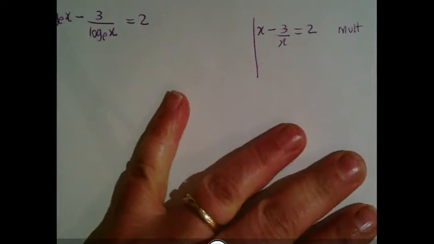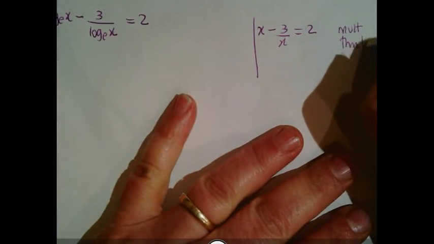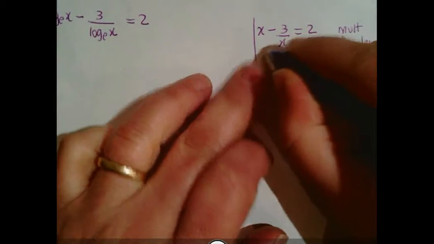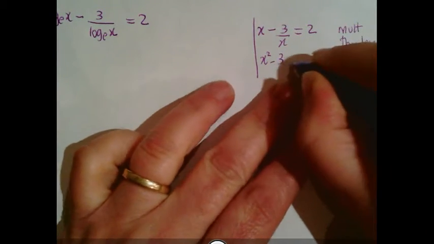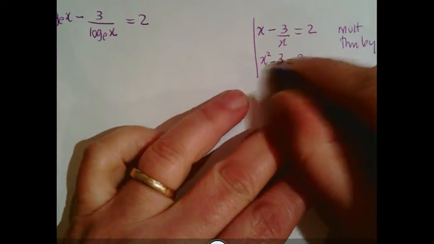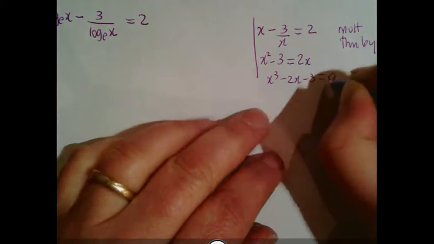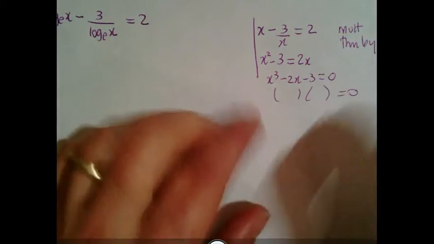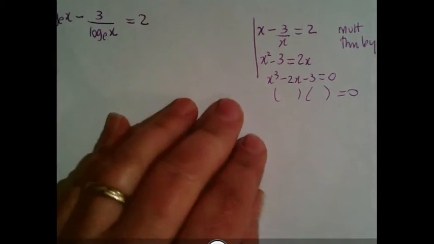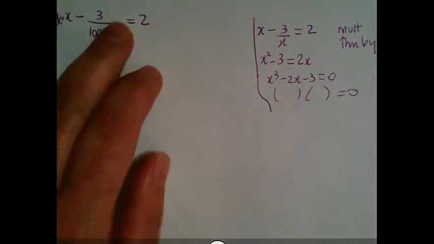So normally you would multiply through by x. So multiply each term by x. So you get x squared minus 3 equals 2x, and then you do x squared minus 2x minus 3 equals 0, and then you factorize it and solve, etc. So we're going to use that idea with this.